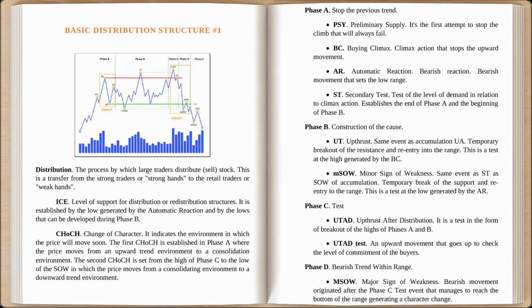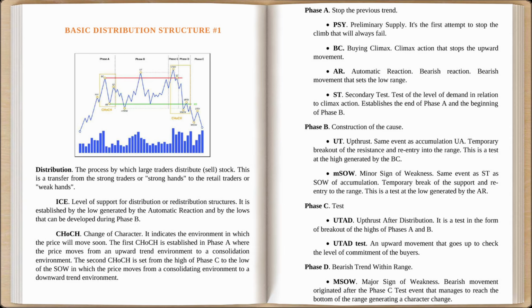Construction of the cause. Upthrust, same event as accumulation UA, temporary breakout of the resistance and re-entry into the range. This is a test at the high generated by the BC. MSO, minor sign of weakness, same event as SD as SOW of accumulation, temporary break of the support and re-entry to the range. This is a test at the low generated by the AR.